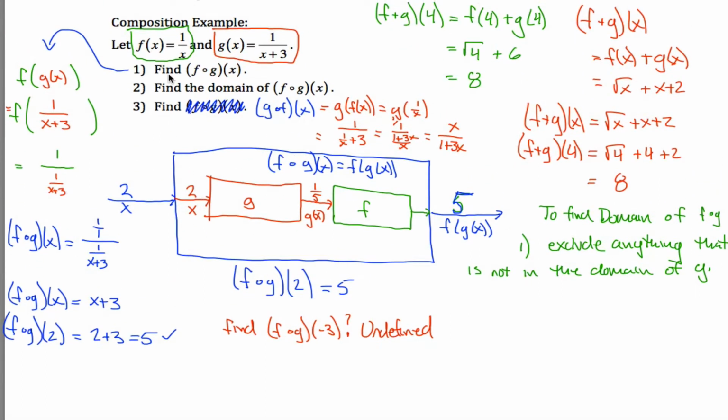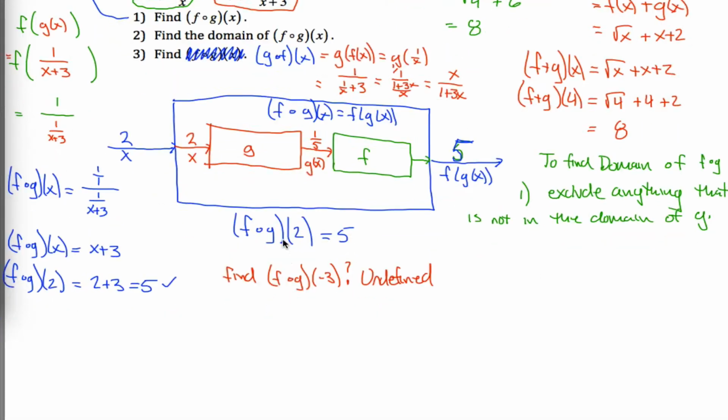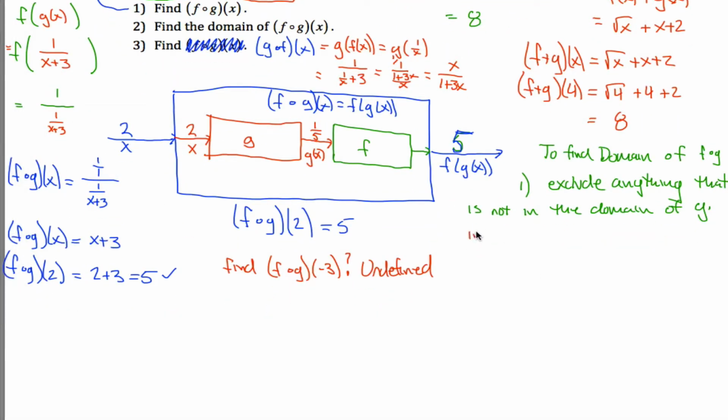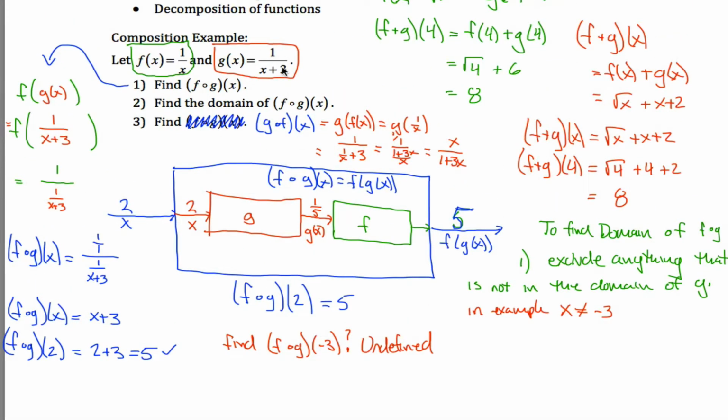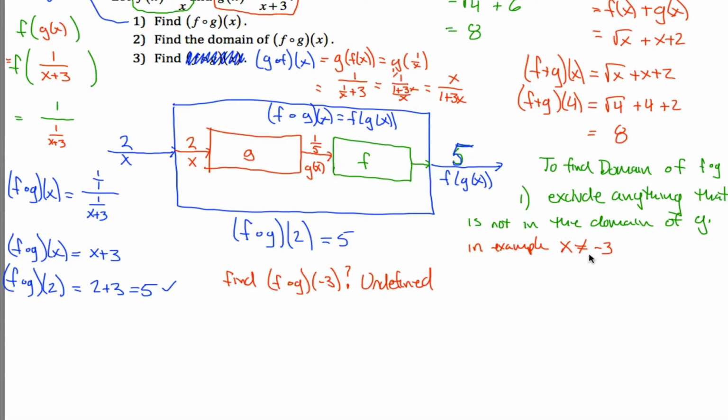So in this example up here, maybe in red I'll do my example. I get that x cannot be equal to -3. Because my function g right here, its domain would be all numbers that don't make me divide by 0. And the only way I divide by 0 is if x plus 3 equals 0. And the only way x plus 3 equals 0 is if x equals -3. So I'm going to exclude -3.